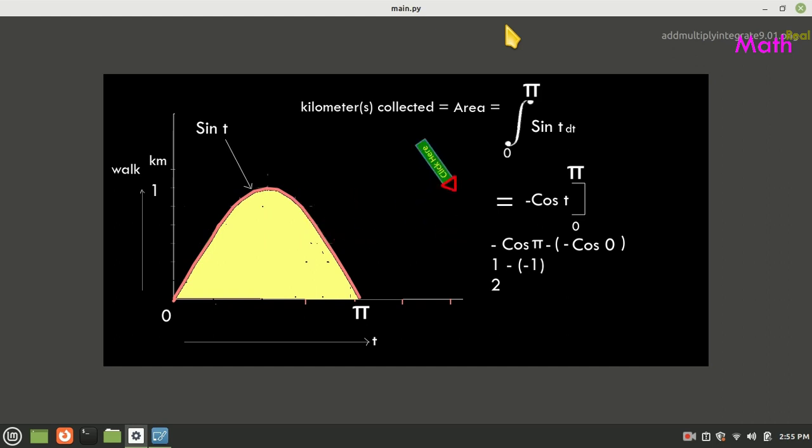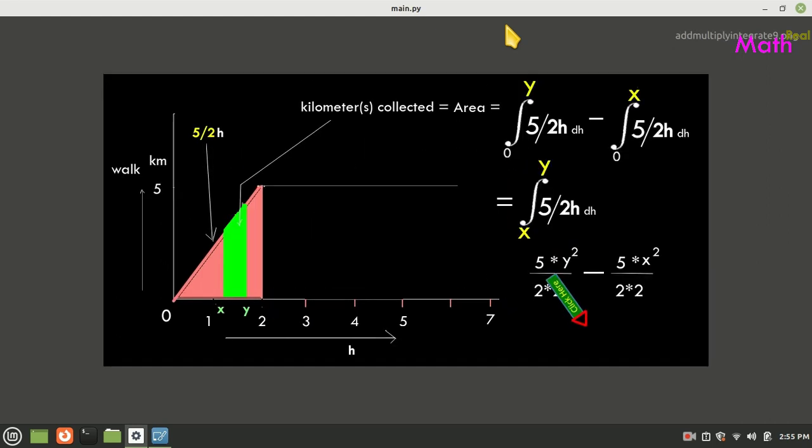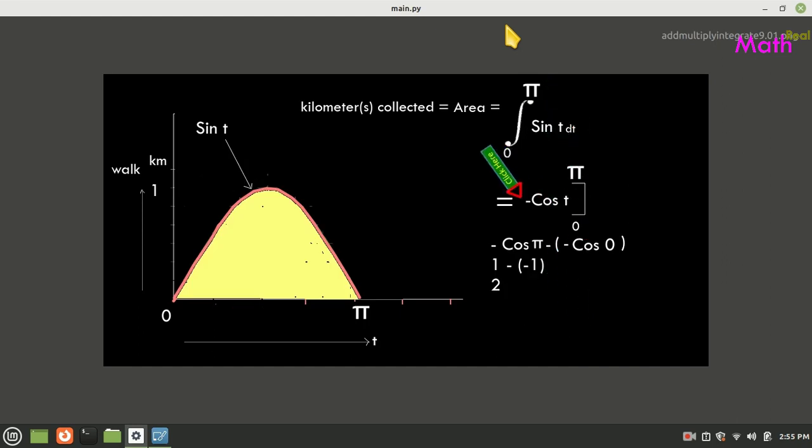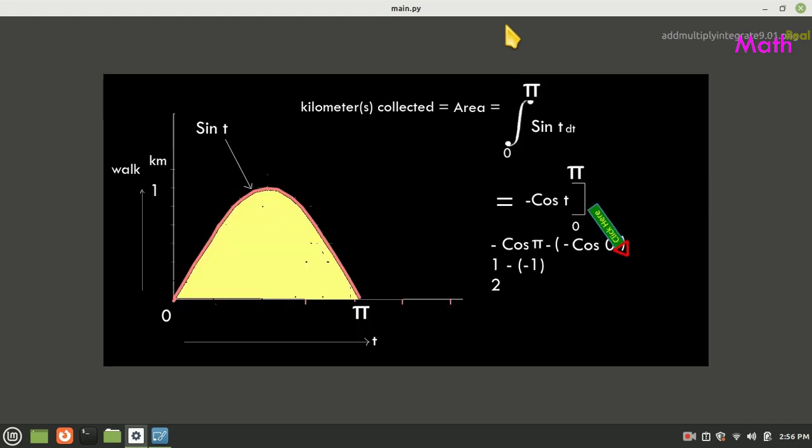As per the integration from 0 to pi, the equation is sine t dt. Just trust me, the integration of sine t is minus cos t. Minus cos t from 0 to pi, that is minus cos pi minus cos 0. This means the bigger value through pi minus the smaller value through 0, whatever we get through y minus whatever we get through x. Cos pi is minus 1, so it becomes 1 plus 1. So he walks 2 kilometers.